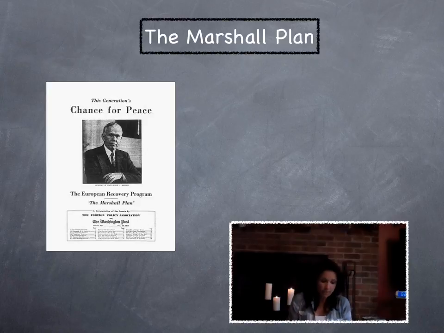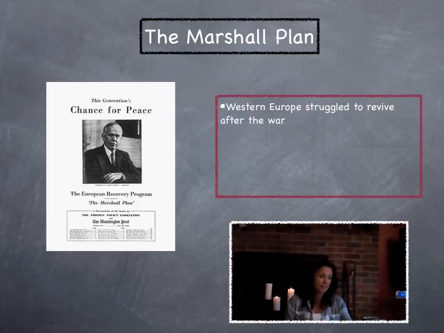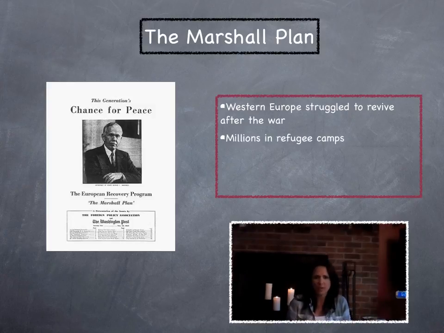Okay, and the Truman Doctrine will ultimately lead to the Marshall Plan. While Greece and Turkey were certainly struggling, they weren't the only countries in Europe that were experiencing economic problems after World War II. In fact, most of Western Europe struggled to revive after the war, including Britain and France. And so these countries were really in dire straits, and their infrastructure lay in ruins. This is where World War II was fought, and the situation was devastating.